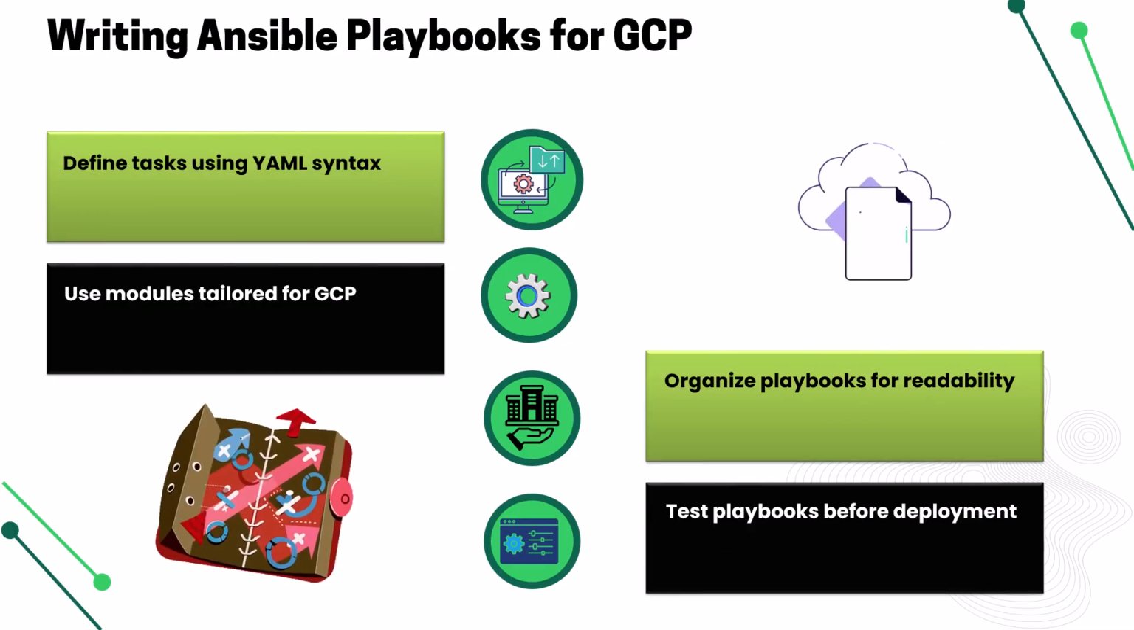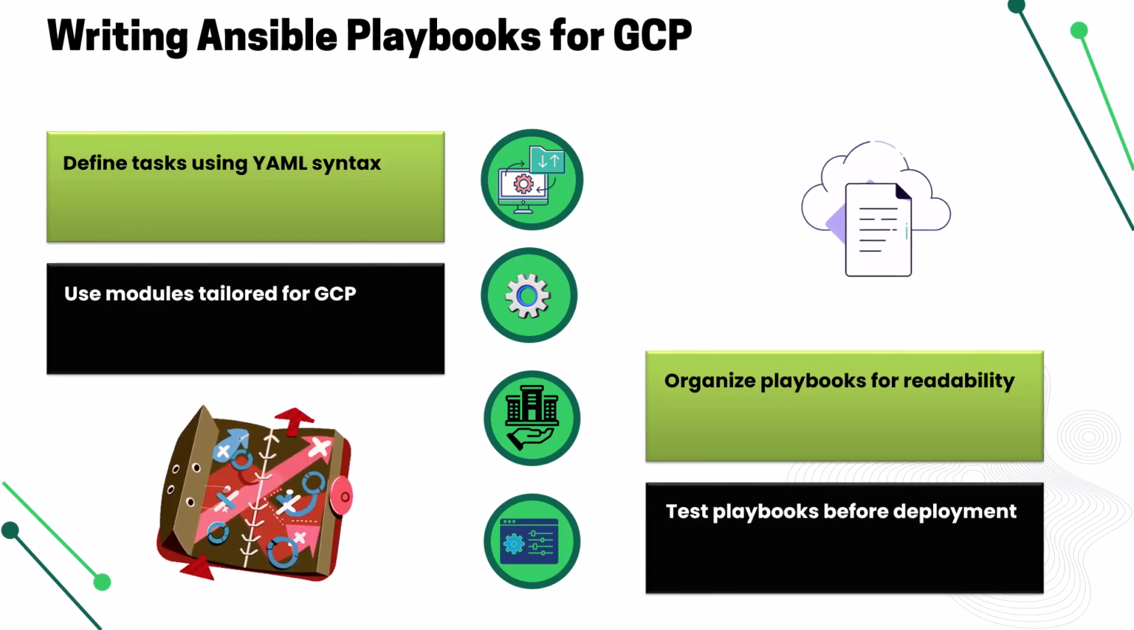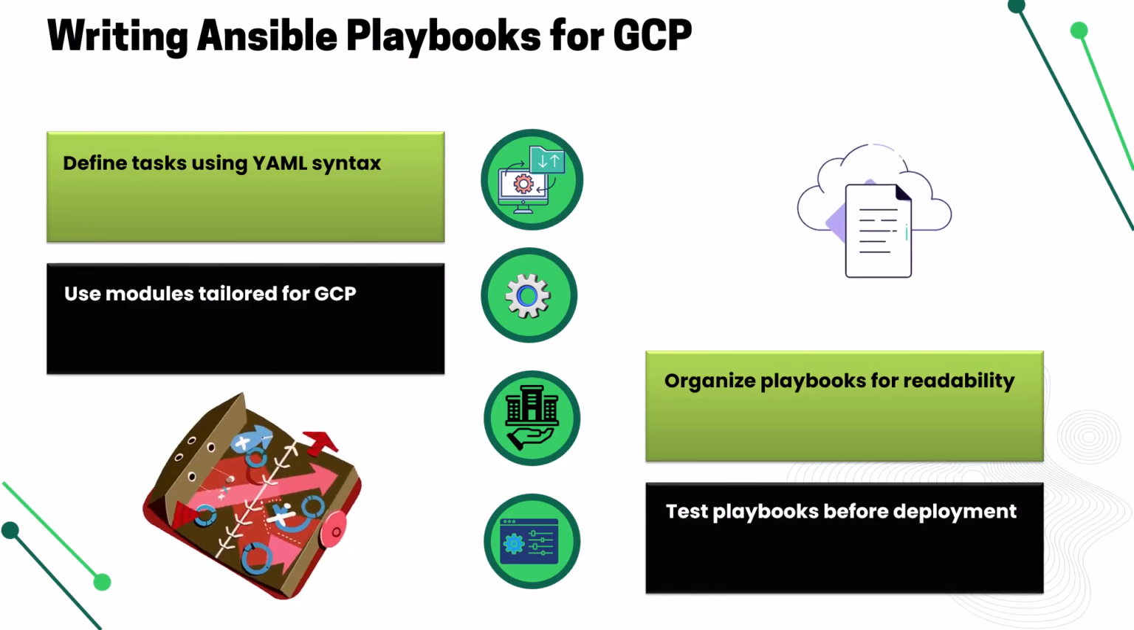Let's dive into Ansible Playbooks for GCP. First, we use YAML syntax. It's simple and readable. Then, we leverage GCP-specific modules to interact smoothly with cloud resources. Keeping playbooks organized makes troubleshooting a breeze. And of course, testing before deployment saves us from the classic "oops, that wasn't supposed to happen" moment.